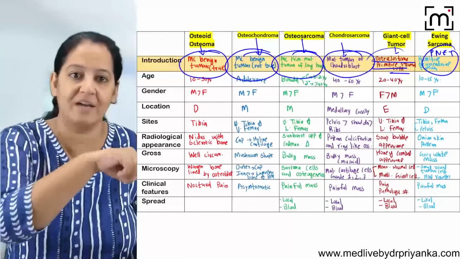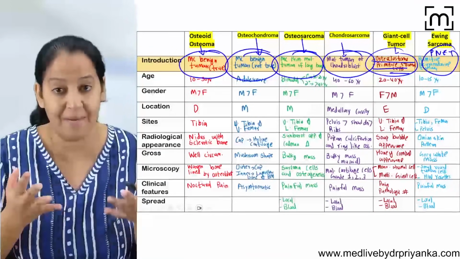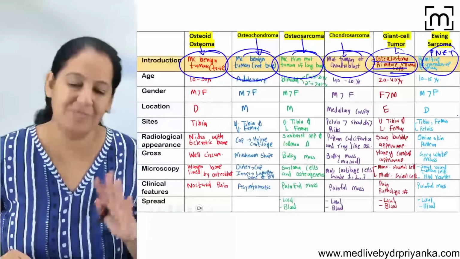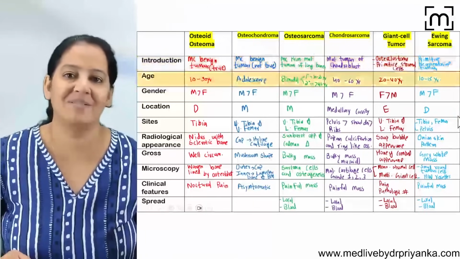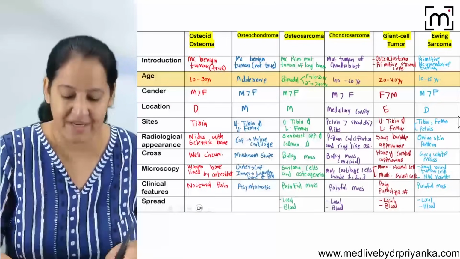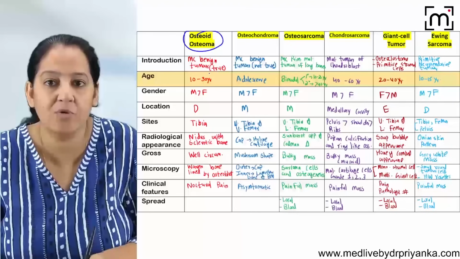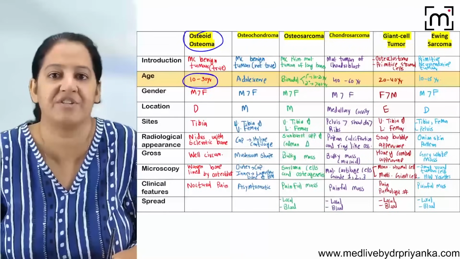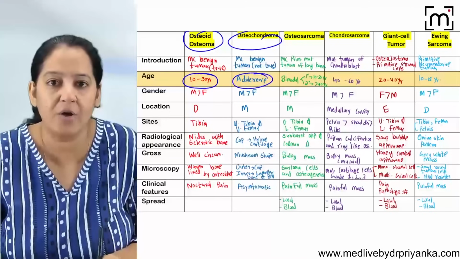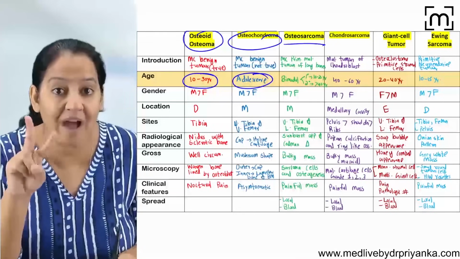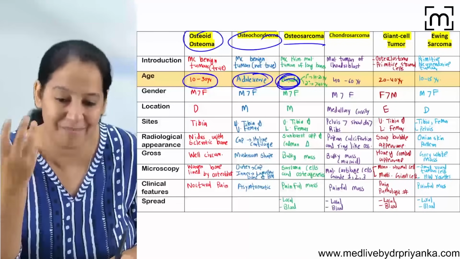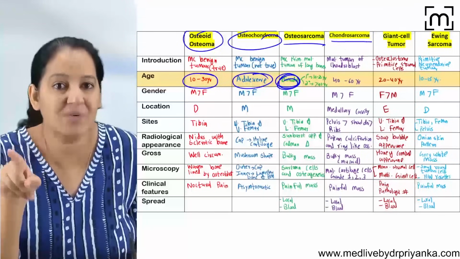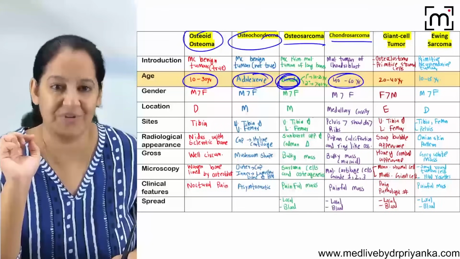Now see the introduction of all of them, learn their other name and learn their most common. What is most common in what? So please learn that. Now see the age of all of them. Osteoid osteoma most commonly occurs 10 to 30 years of age. Osteochondroma occurs in adolescence. Osteosarcoma having bimodal distribution, the primary and secondary. Chondrosarcoma occurs in old age, 40 to 60 years.